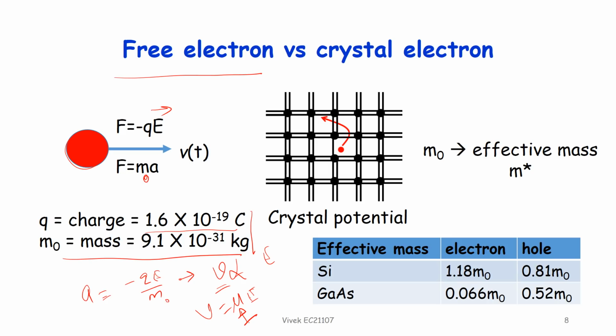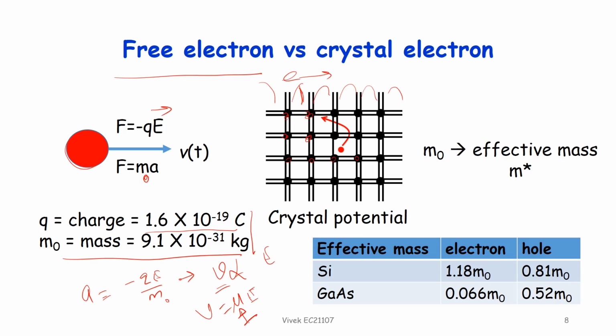Now compare this free electron with the electron in the crystal. So in a crystal, what happens? Let's say you have just pure silicon. These nuclei are there, and they are positively charged. So they will give some kind of potential, some potential well type of thing. So when an electron is moving through this crystal, it is experiencing a periodic potential.